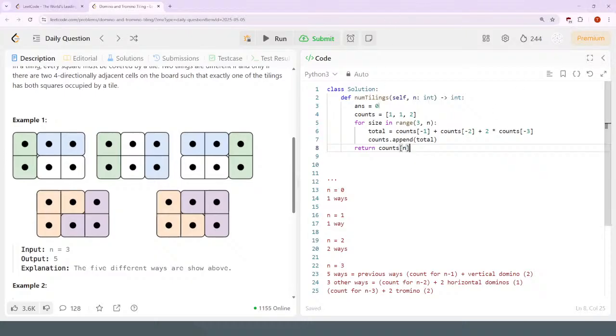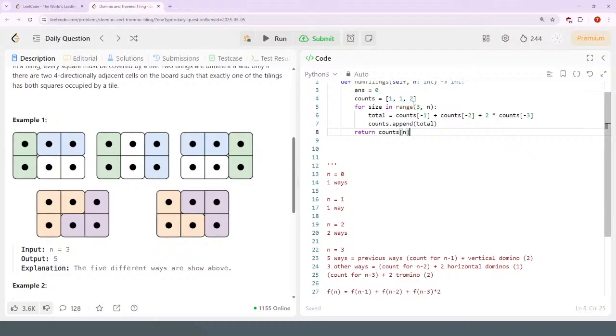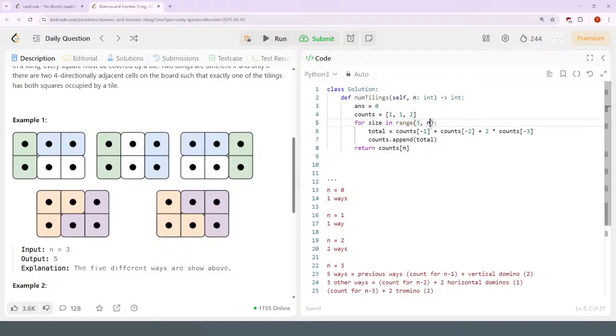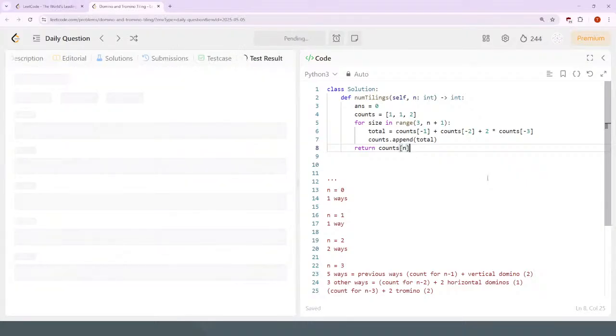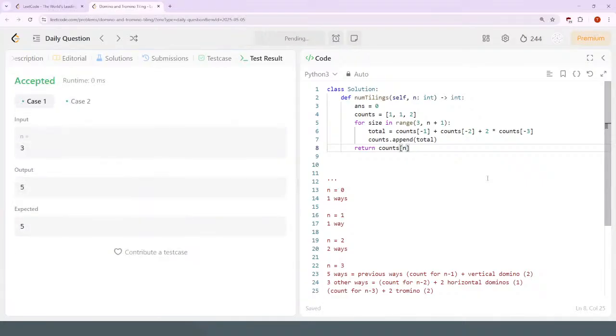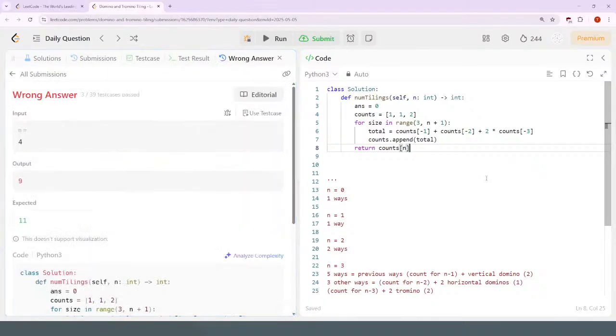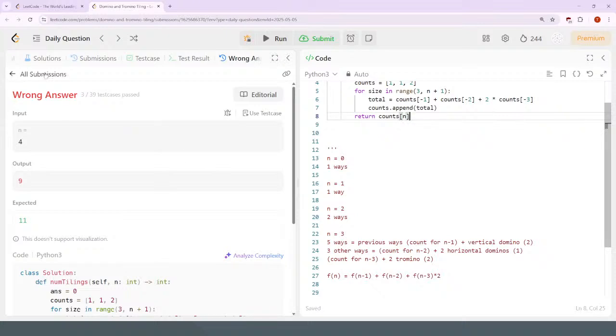Okay, so just going through a single pass here. If n is 3, then this does it 0 times. So it should be n plus 1 here. So if n is 3, it does this once, and then it gets 5, appends 5, and then returns counts at 5. Okay, counts at 3. I think that's right. Alright, that's wrong. Excellent, excellent.